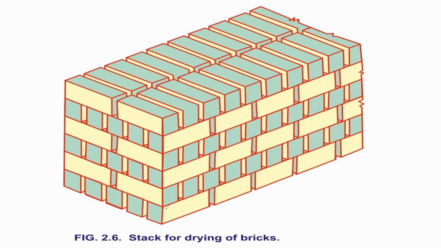Bricks should not be touching each other from any side. There should be sufficient space between the bricks for drying. If you touch all the bricks and keep them, though it will require less space, the bricks will not get dried. One stack or one tier is nothing but one layer. Here there are 1, 2, 3, 4, 5, 6. We can keep 8 to 10 tiers for one heap of brick drying.